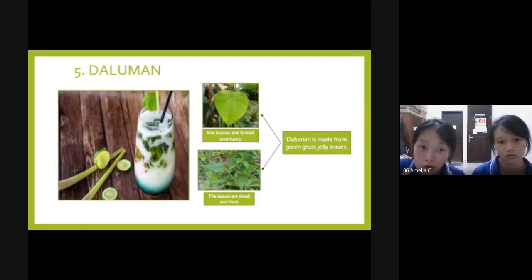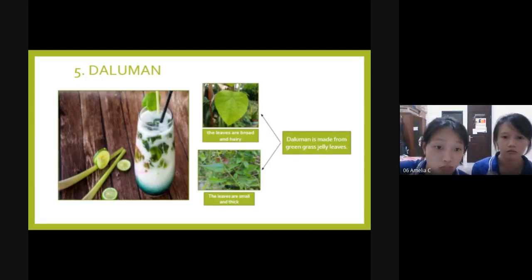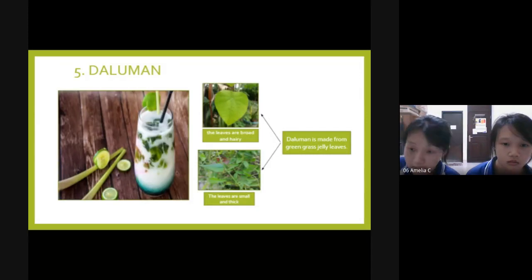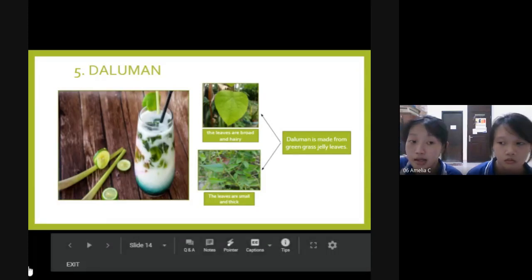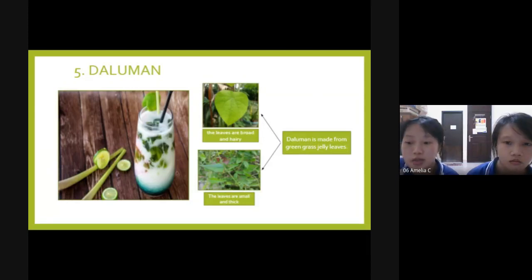There are two types of green grass jelly. The first one has leaves that are broad and hairy, and the second has leaves that are small and thick. There are many benefits if you consume this drink. It can reduce hypertension, indigestion, fever, and can be in a diet program menu.